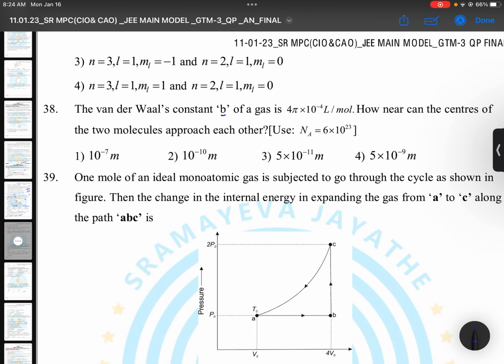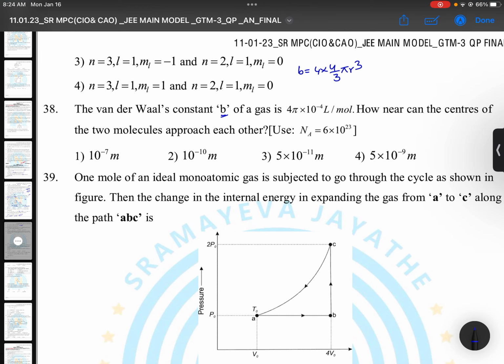See, we know Van der Waals constant b. What is the relation for b? b is equal to 4V, 4 into 4 by 3 pi r cube. From this, you can find out the r value.